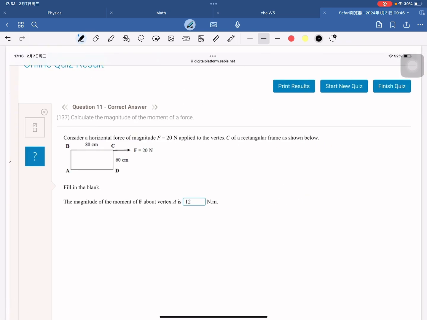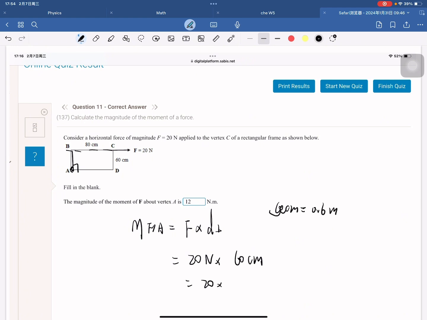Question 11. The magnitude of moment of F about A. So the moment of F on A is equal to F times perpendicular distance. F is 20. The perpendicular distance is 60 centimeter. 60 centimeter is equal to 0.6 meter. So it's equal to 20 times 0.6, equal to 12.